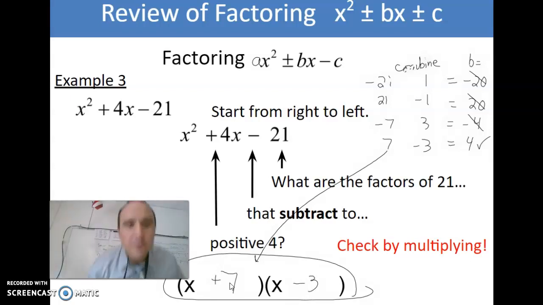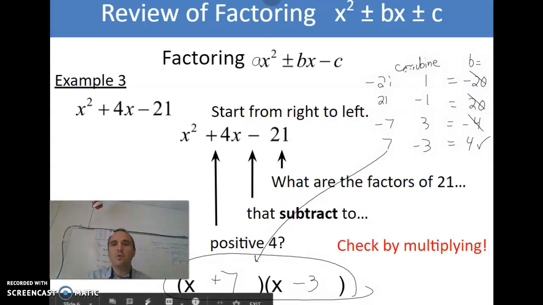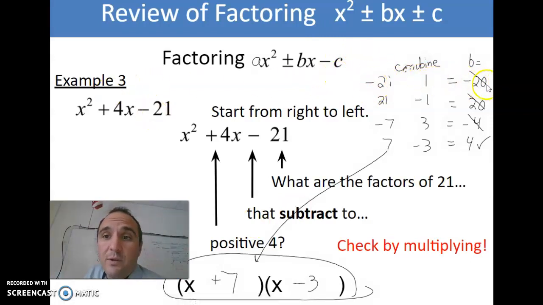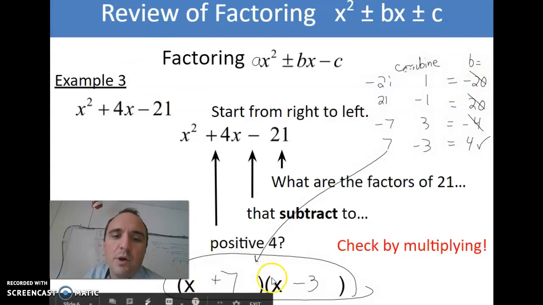And when we solve with a minus, there's a little extra work. You have to go off to the side and say, what two numbers multiply to give you negative 21? So negative 21 and 1 give you negative 20 when you combine them. Is that the middle term? No. So it's not going to be x plus 1, x minus 21. So we go through all these options, and that is how you figure out how to factor.